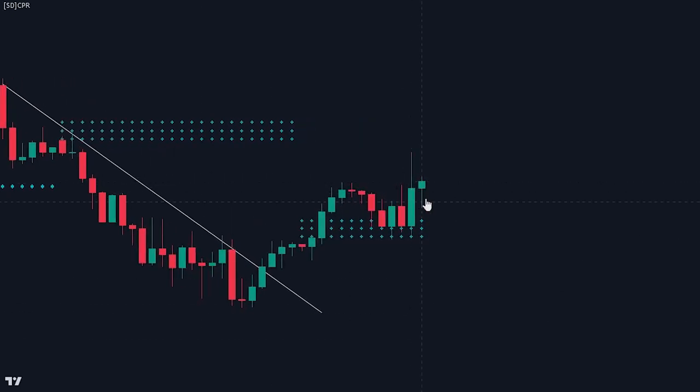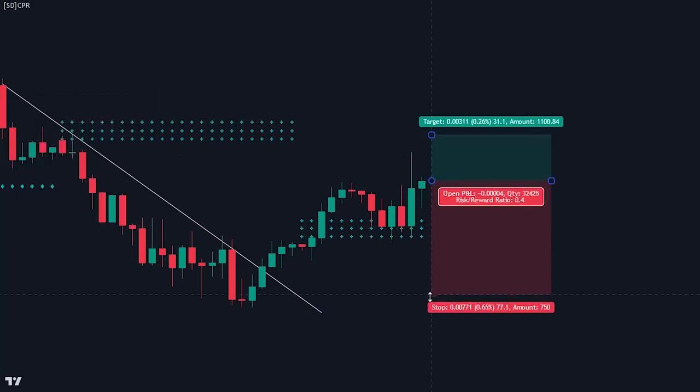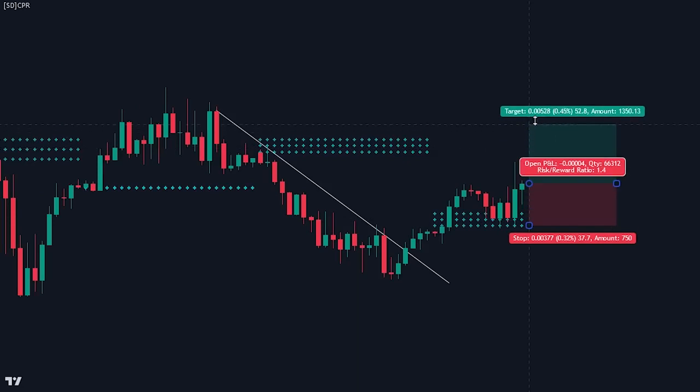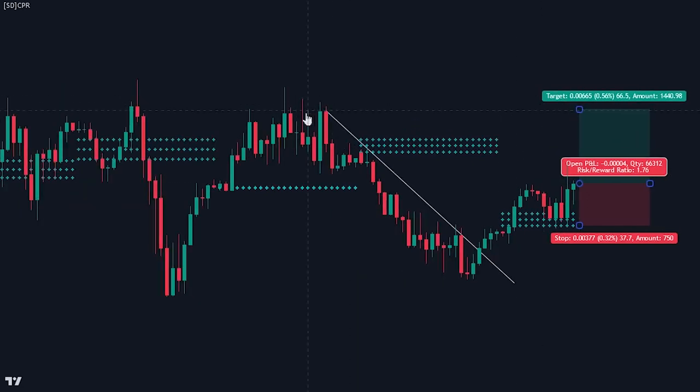position. We will be placing the stop loss at the bottom CPR line or at the swing low if it's too far away. For the take profit, we will be targeting a previous swing high, aiming for a risk to reward ratio of at least 1.5. Now let's see how the trade plays out.